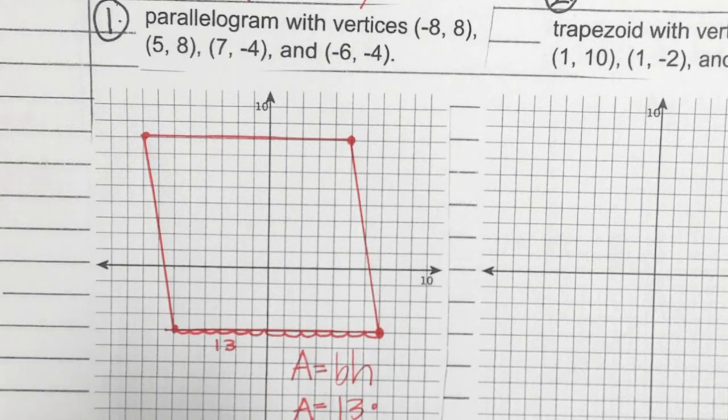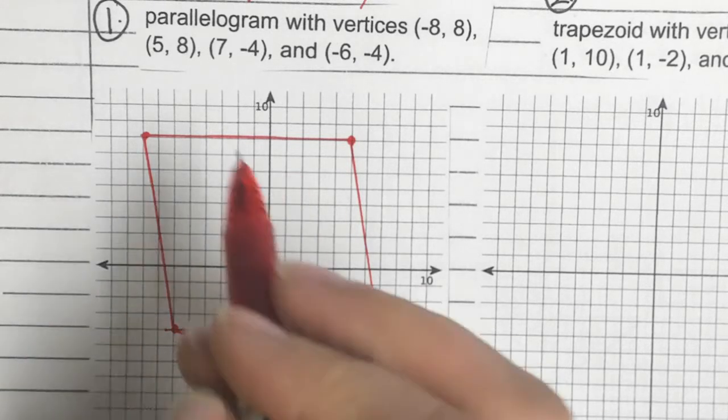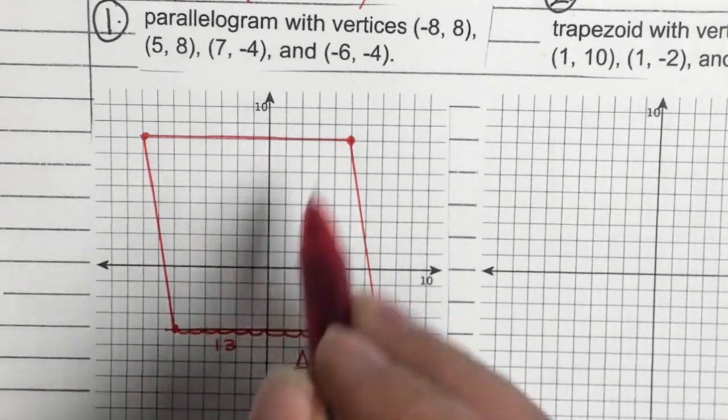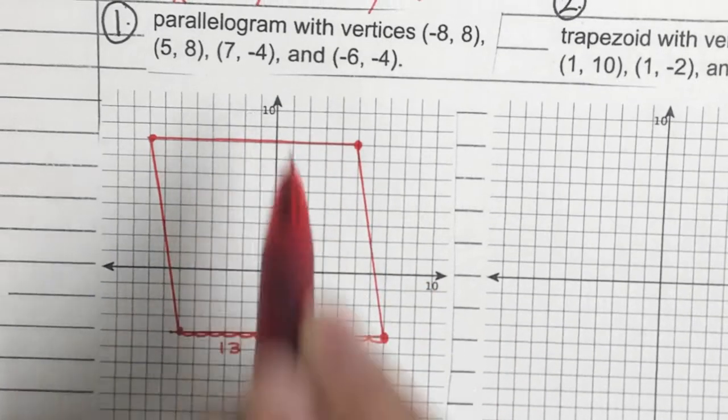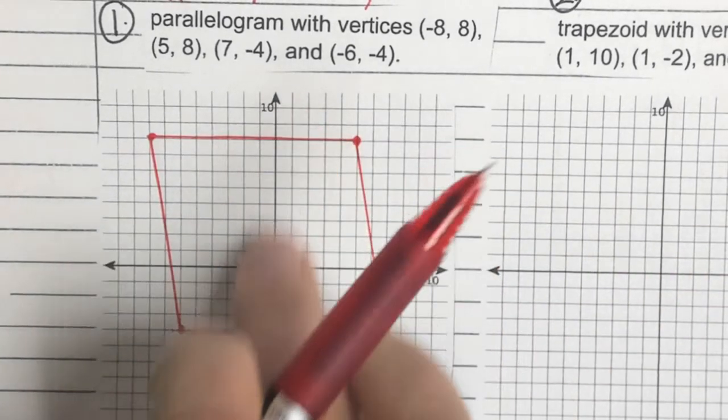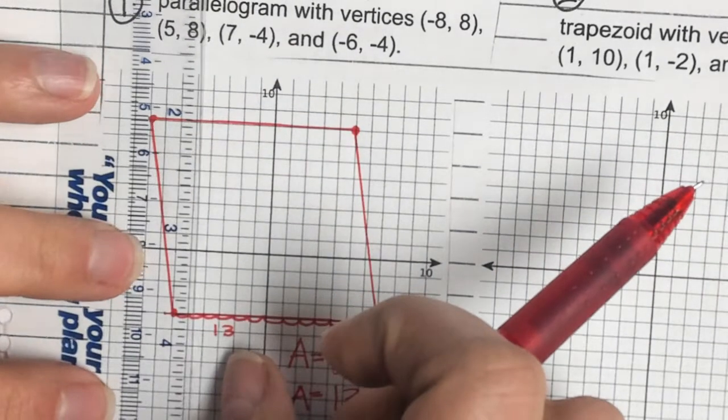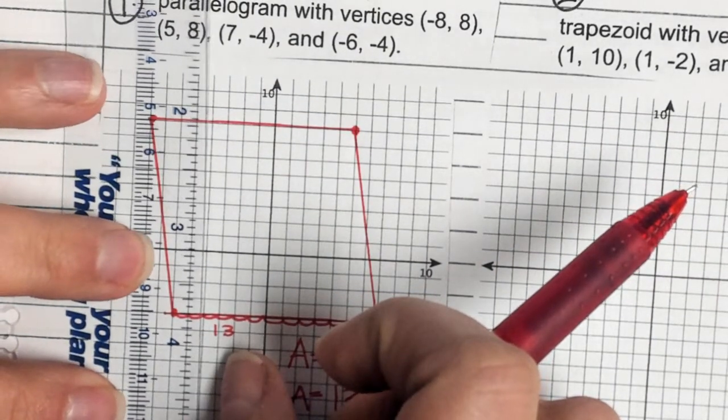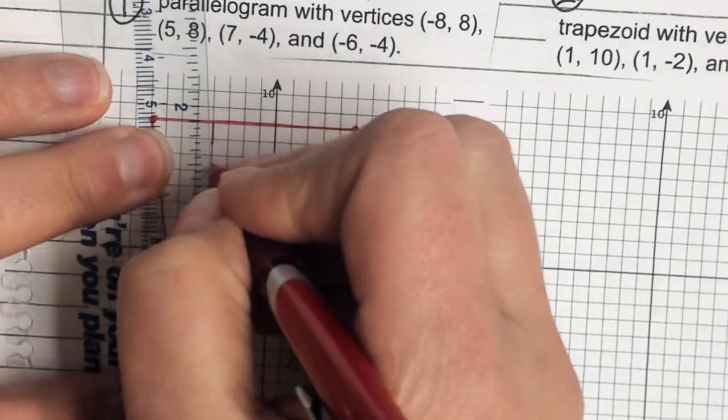Can I use one of those slanted lines? No, it's got to be perpendicular to my base. So here's the deal. Any of these straight lines that connect this base with my top could work. I could use my axis. I'm going to come right in here and just go ahead and draw me a little height line just because I want to see it.